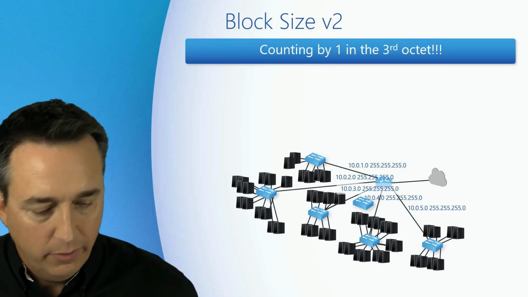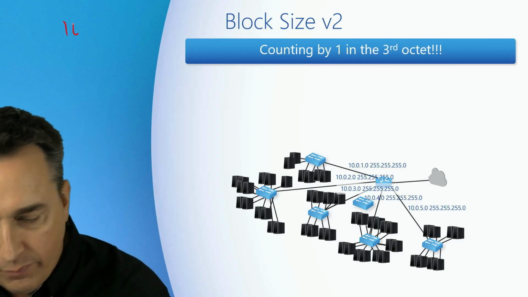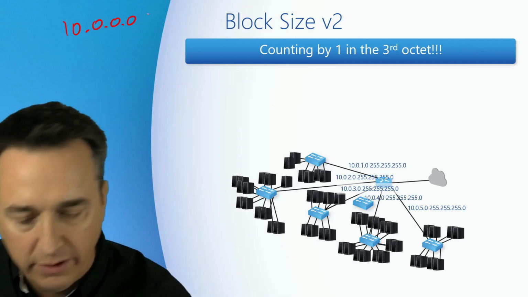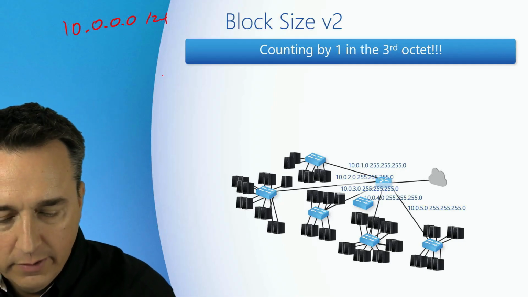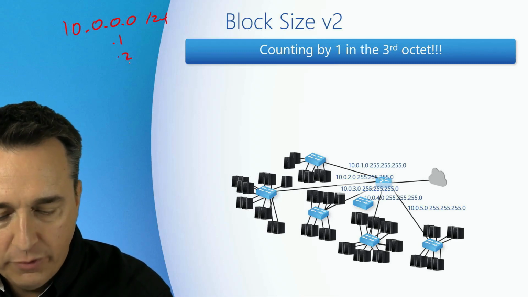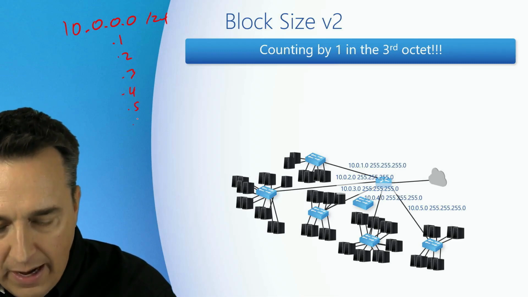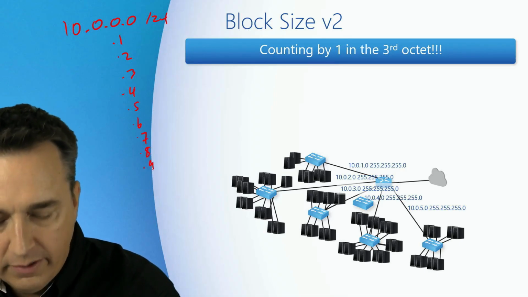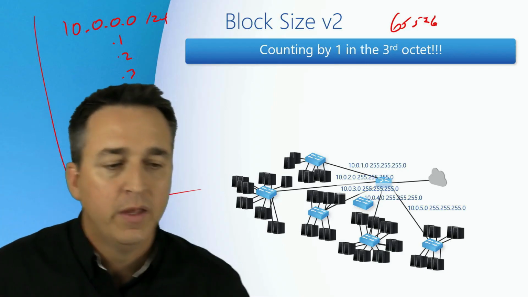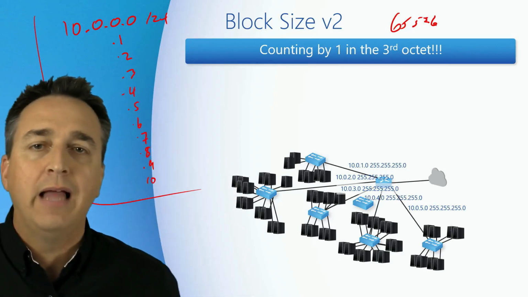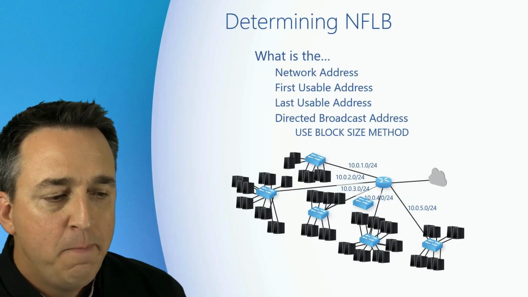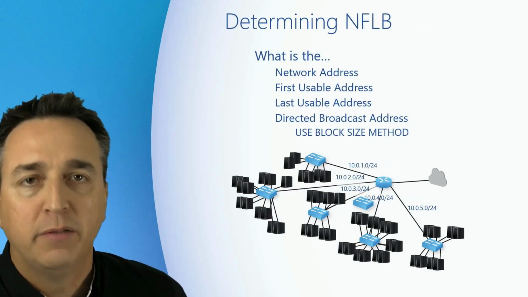So same idea here, right? For now, we started off at 10.0.0.0 and then 255.255.255.0, which is /24. And that'd be the first one. And then you're counting by 1. So 1, 2, 3, 4, 5, 6, 7, 8, 9, 10. Remember, there's 65,536 in this scenario, so I'm not writing them all out. But these would be all the network IDs. So this allows you to figure out the network IDs. And then from there, you can figure out in between what is the first usable, last usable, directed broadcast address.